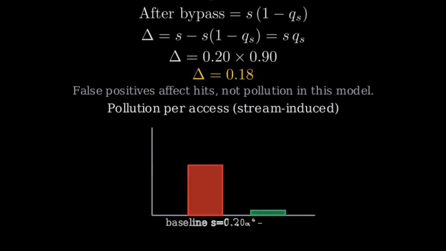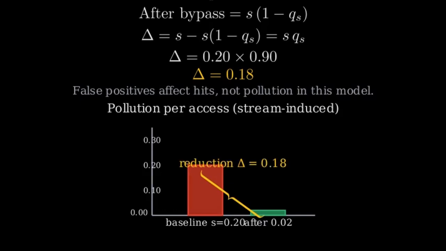Let us visualize the effect. The baseline stream pollution rate per access is S equals 0.2. After bypass with T equals 3, it becomes S times (1 minus QS), which is 0.2 times 0.1 equals 0.02. The yellow bracket highlights the reduction of 0.18.